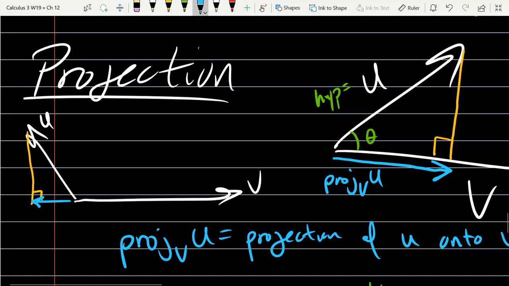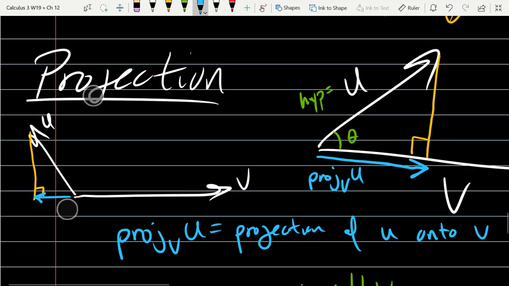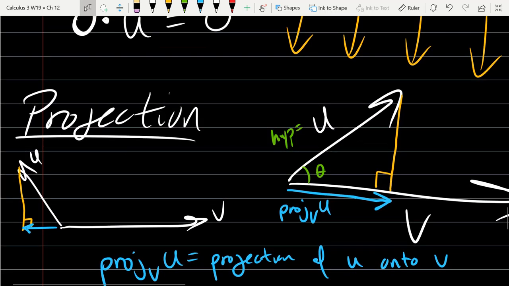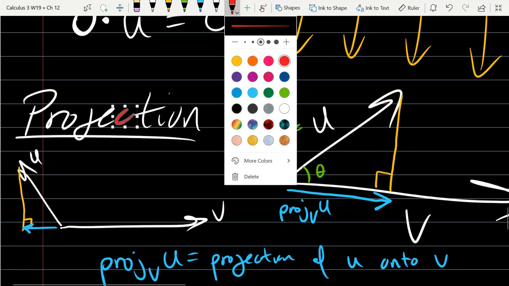So there is one more type of projection you can get. So I'll leave that second one up. All right, the other projection you get, we'll go with a color that's not on here right now. I don't want to use red. Ooh, we're running out of colors that are visible.